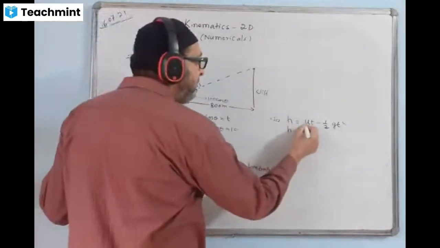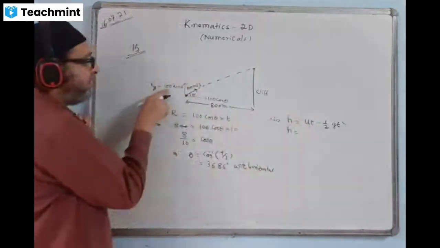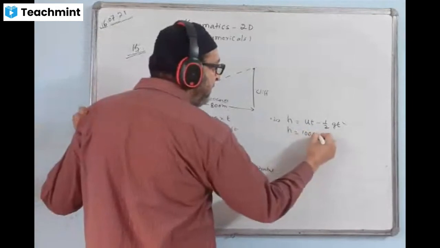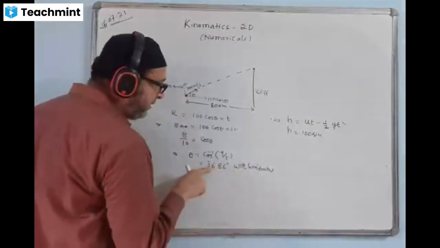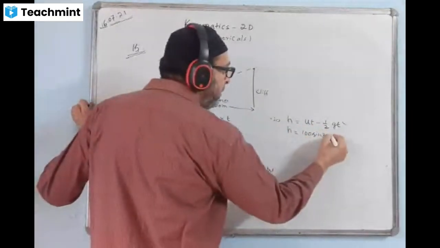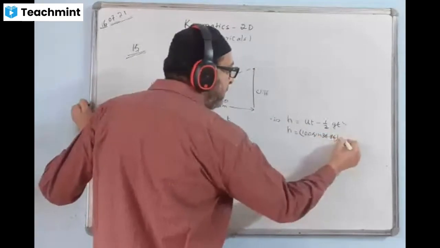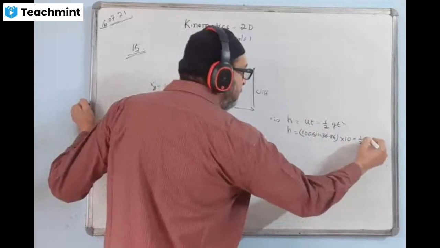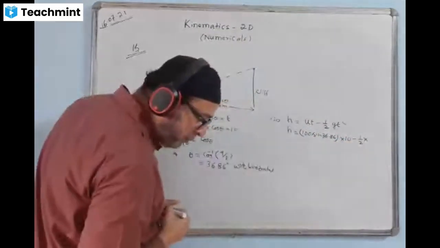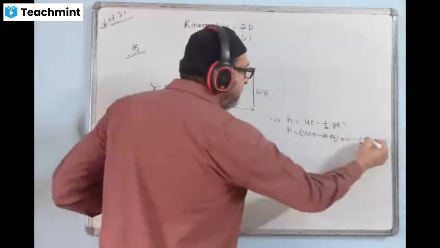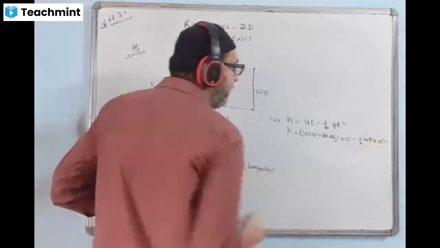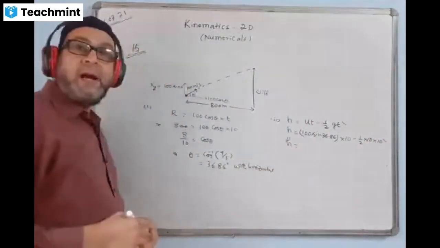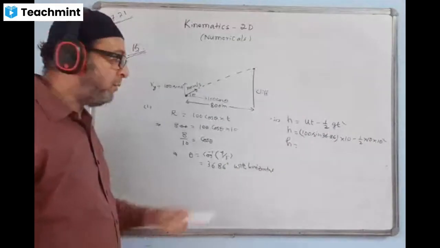For h, u means the initial velocity in this direction, Vy. I write 100 sin theta, and the theta value we found is 36.86, into time 10, minus half g. In the book they have given g as 10, so let us take 10, into time 10 squared. Now calculate, and you get the height at which it is going to hit the vertical cliff.